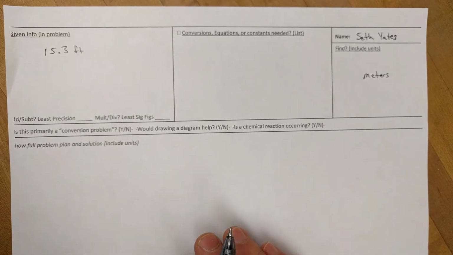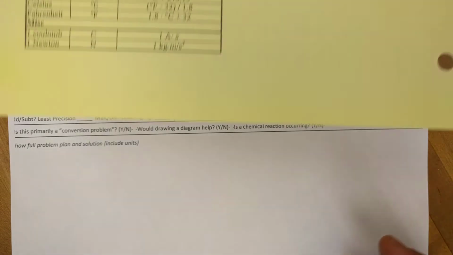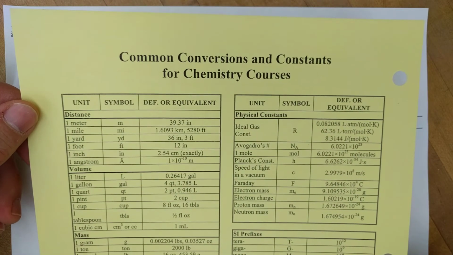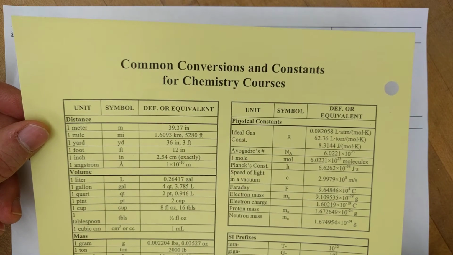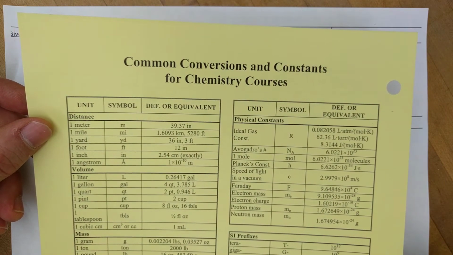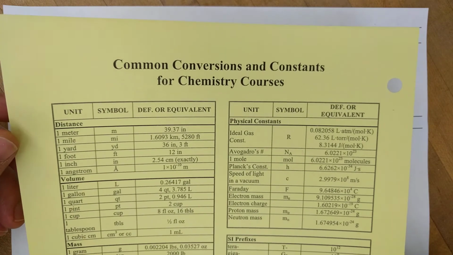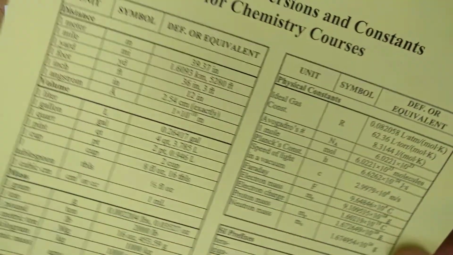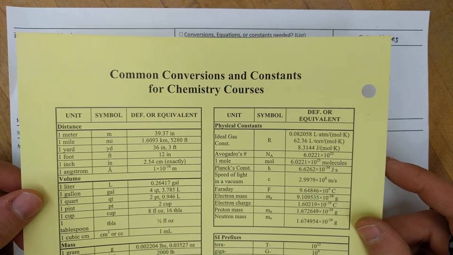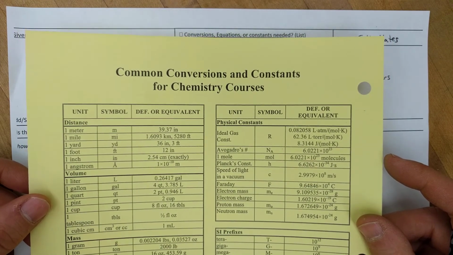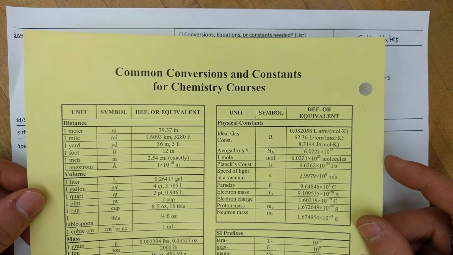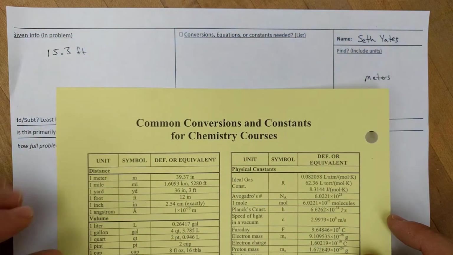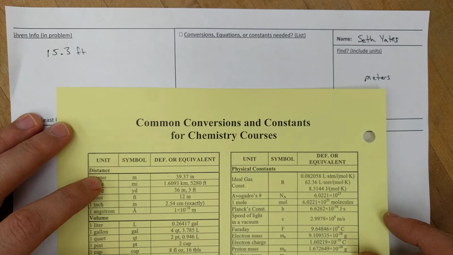So for me, I know that I'm going to need some conversion factors, and a good source for that, your textbook has a lot. The back cover of the textbook has a bunch. Lots of different places you could look. But I'm going to go ahead and use, since we use this a lot at Fresno City College, what we call the yellow sheet. It has on one side common conversions and constants for chemistry courses at Fresno City College, and the other side is a periodic table. So it's a good, useful sheet of paper to have. And I'll hand these out in class if you haven't gotten one already.